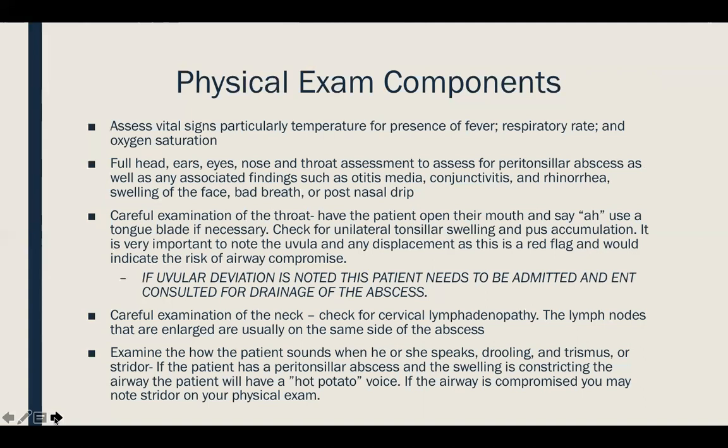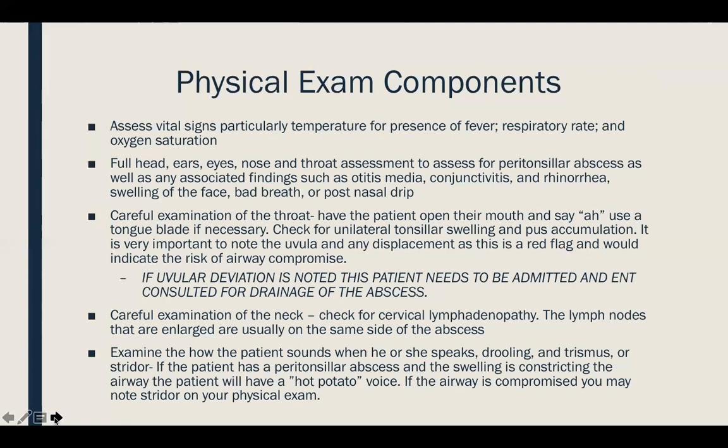Careful examination of the neck. Check for cervical lymphadenopathy. The lymph nodes that are enlarged are usually on the same side of the abscess. Examine how the patient sounds when he or she speaks. Note if there's any drooling or trismus or stridor.